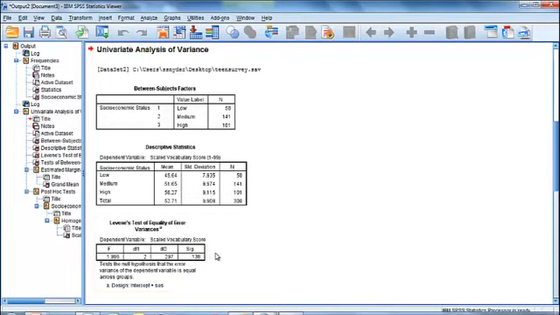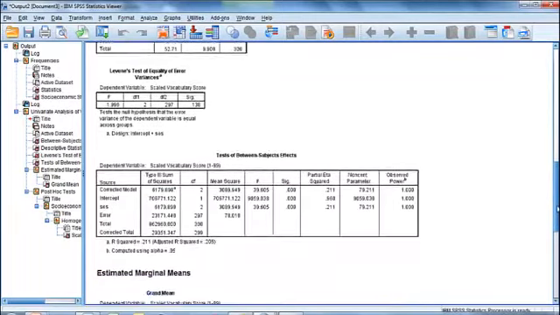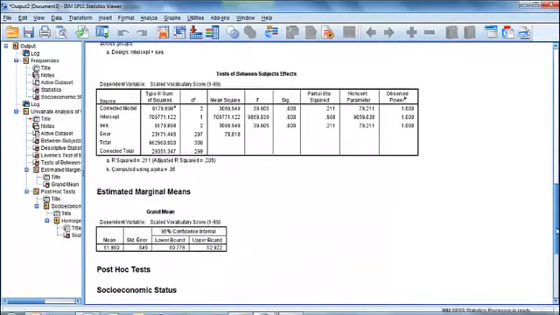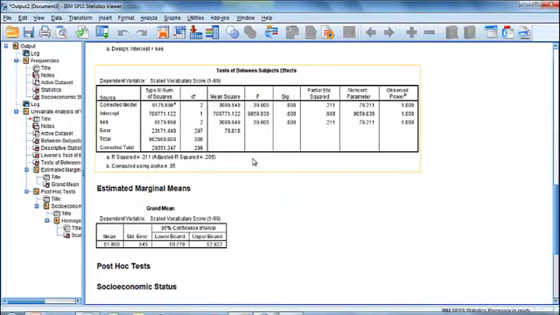In this case, since our significance value is greater than 0.05, we do not reject the assumption of homogeneity of variance. The null hypothesis in this case is that the variances are equal. We do not reject that assumption. So we go down and we look at our between subjects effects right here. And what we see here, the main effect for socioeconomic status is listed right here.